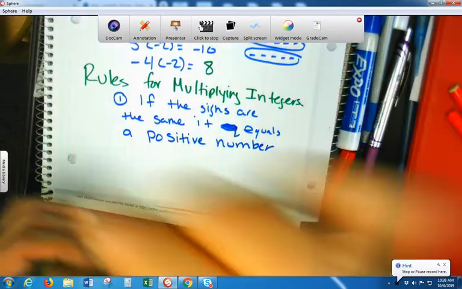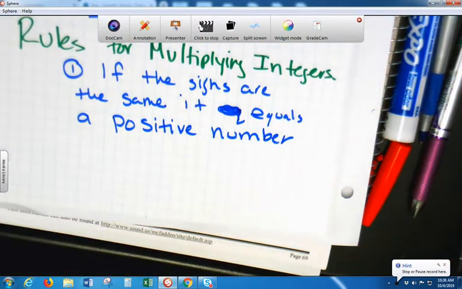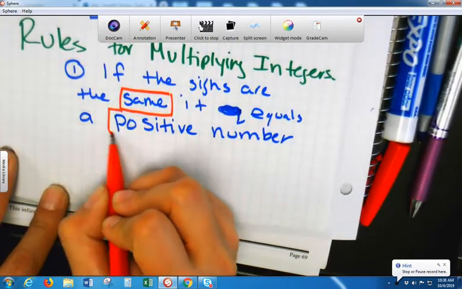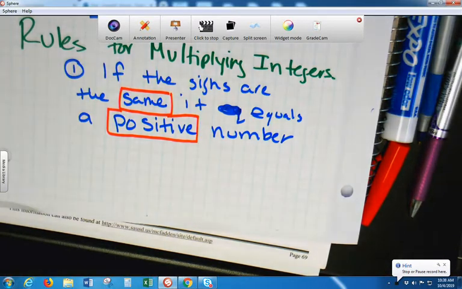You know what I asked my second period? I said, does anybody know what an integer is? What does integers mean? A number? What kind of number? A positive or negative? Yeah, so some kids didn't know that. So an integer is just a fancy word for a positive or negative number.